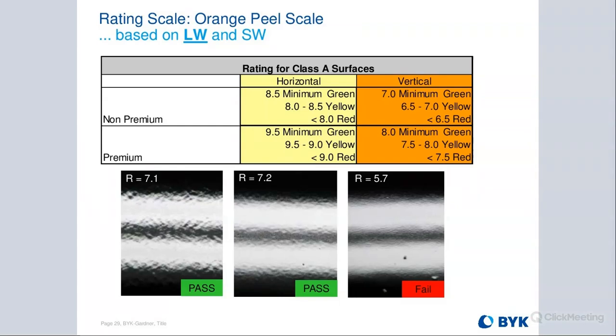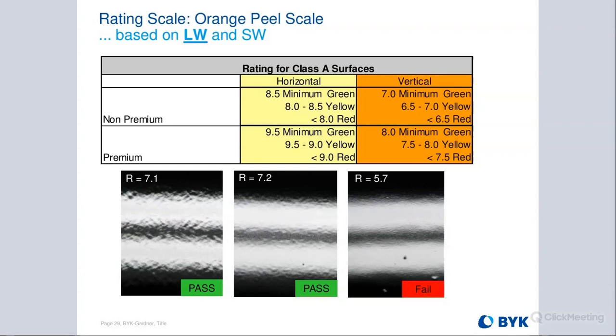And this is an example from GM where they use the R value or the rating number. And their non-premium, premium specs are set differently. This is just what those customers expect from the finish on the vehicle. And if you look at the three pictures at the bottom, one has an R value of 7.1. The next one has an R value of 7.2. And the last one has an R value of 5.7.